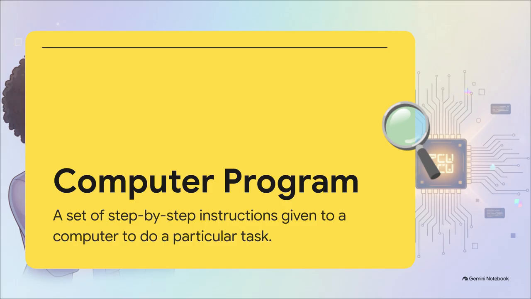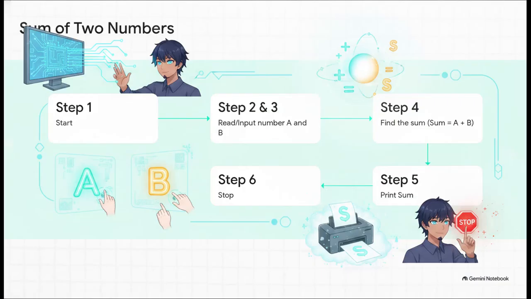It's simply a set of step-by-step instructions given to a computer to do a particular task, and it uses those exact same algorithms we just learned about. This brilliantly illustrates how we write a mathematical algorithm for a computer. Let's say we want to find the sum of two numbers. Notice something really special about Step 1 and Step 6? Step 1 is start, and Step 6 is stop.